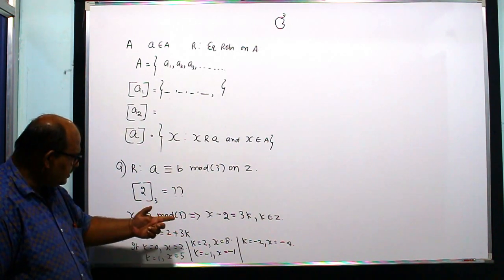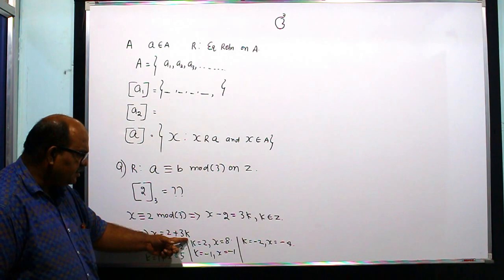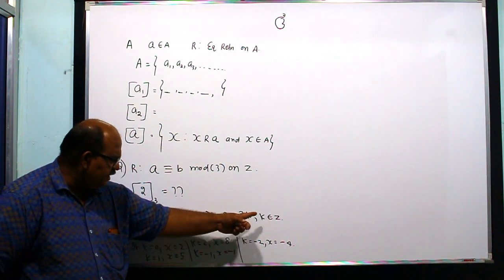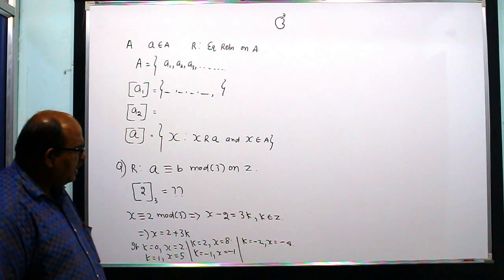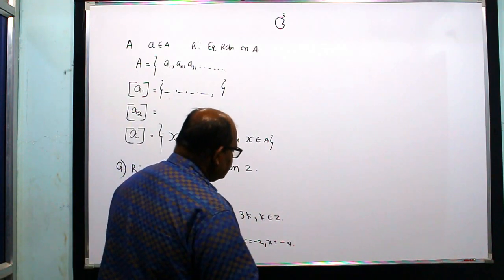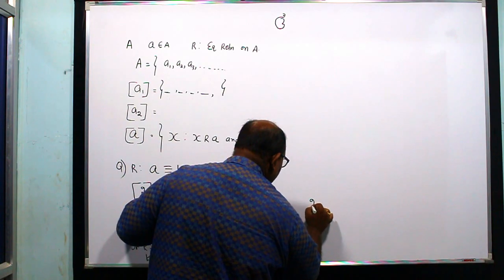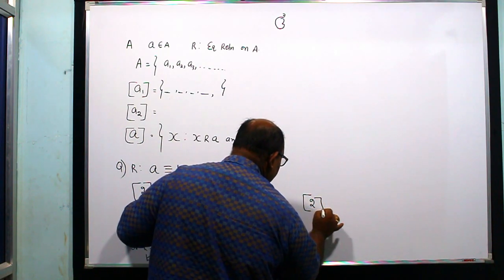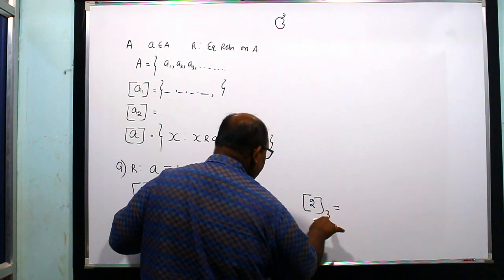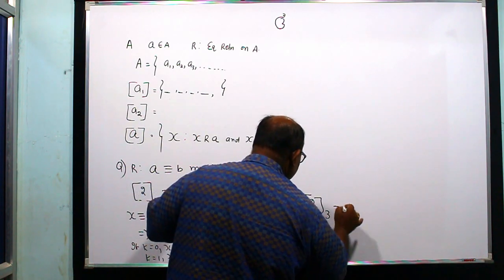So look, we got x is equal to 2 plus 3k, and in place of k any integer can be put, because k is an integer, as given here. So now I can write the equivalence class of 2 for the relation a congruent to b mod 3.